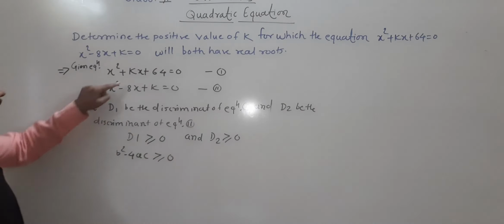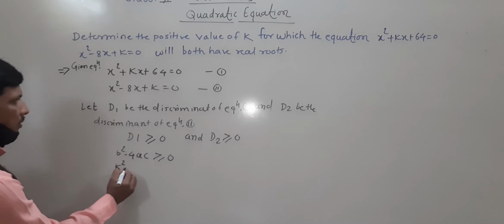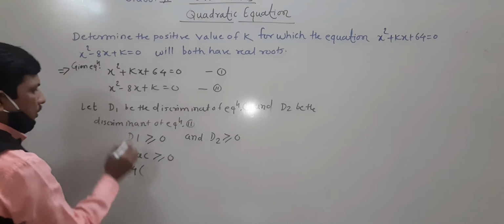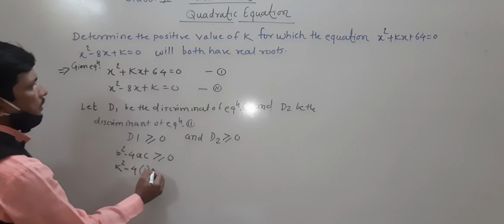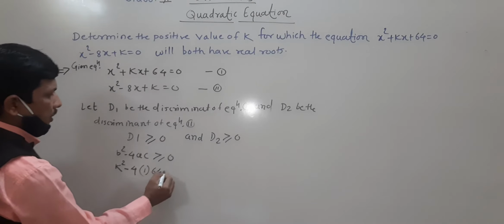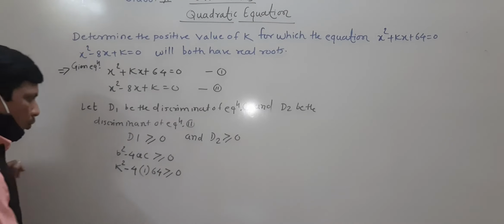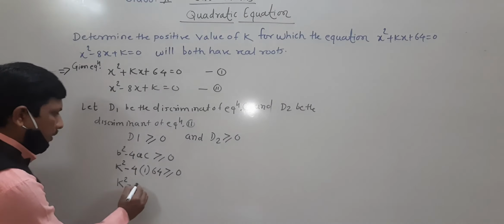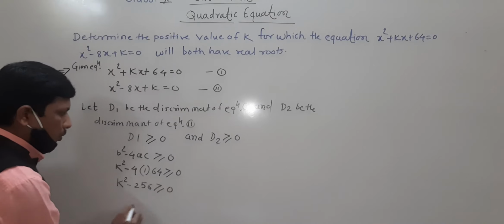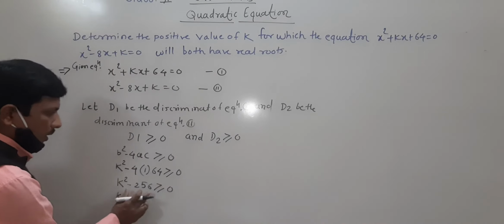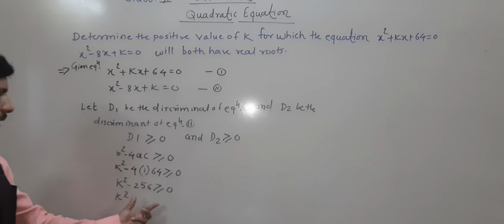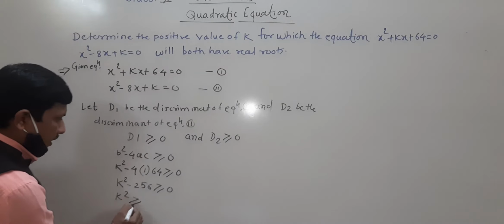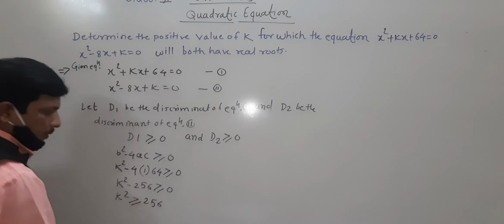Okay, so what is b? b is k. k square minus 4 into a. What is a? a is 1, into c. What is c? c is 64. This is greater than or equal to 0. So k square minus 64 into 4. 64 into 4 is 256, so k square minus 256 is greater than or equal to 0. This minus 256 we can take to the other side, that will be plus 256 in the RHS. So k square is greater than or equal to 256.